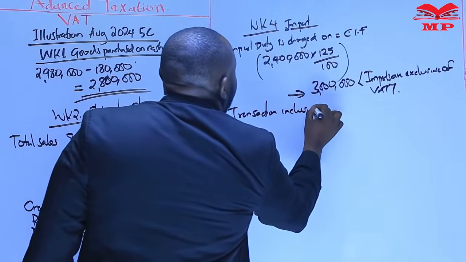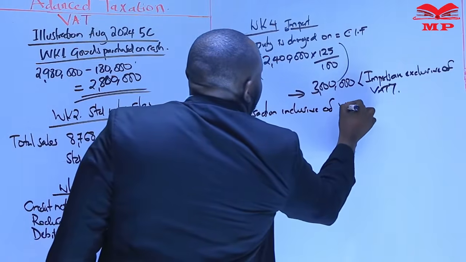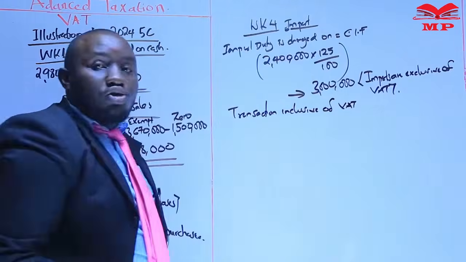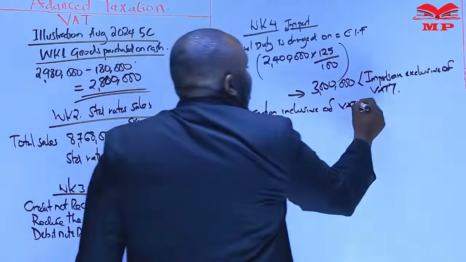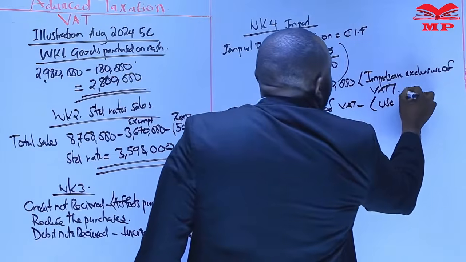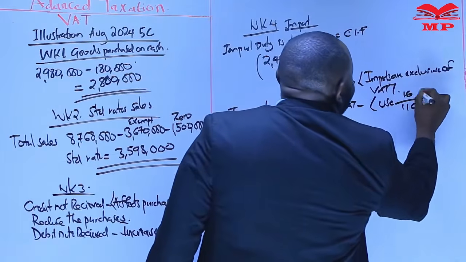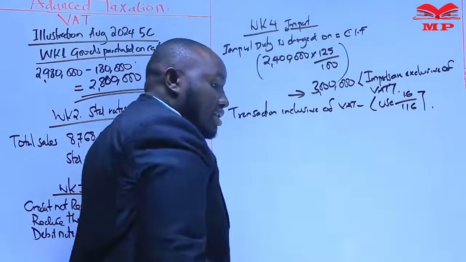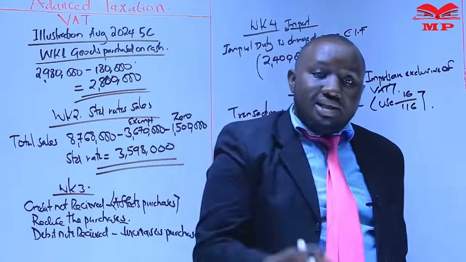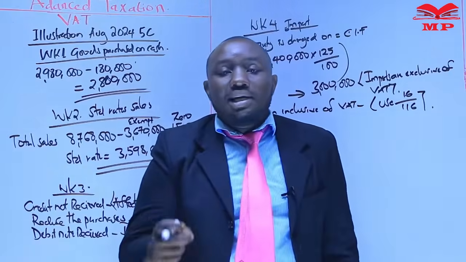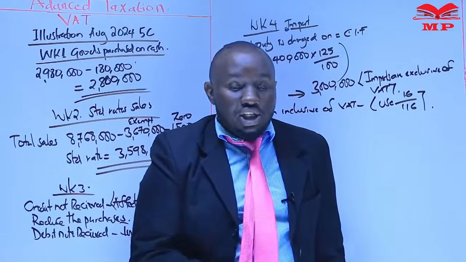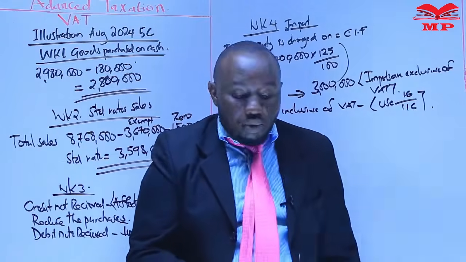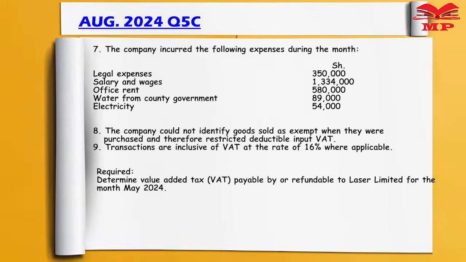When you're told transactions are inclusive of VAT, it means that VAT is already charged. So we use 16 over 116. If the transactions are inclusive of VAT, it means that VAT is already charged on that. So we basically use 16 over 116. So we proceed to what is required.